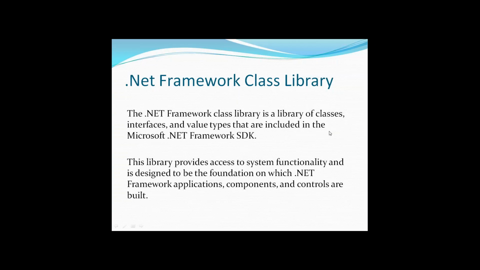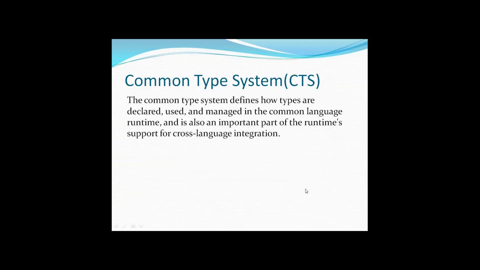Good. And this class library provides access to system functionality and is designed to be the foundation on which your .NET Framework applications, components, and controls are built. So whatever controls or components you will be building, you'll be using predefined classes of system type, right? So all of them put together are called your class library. Fine. And what will they do? They'll help you in developing the code and creating customized functionalities on top of it. Making sense?